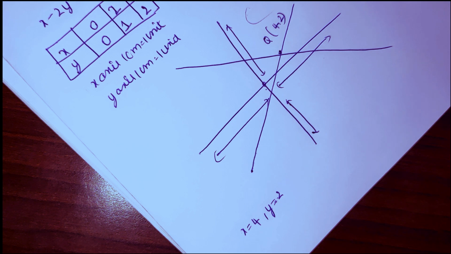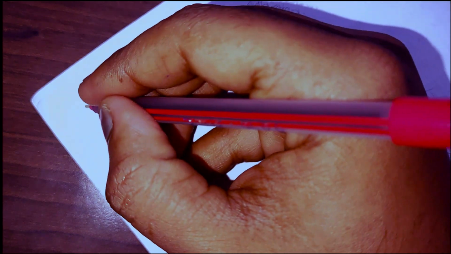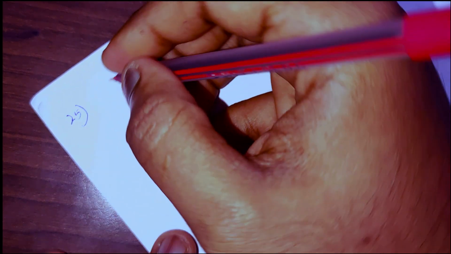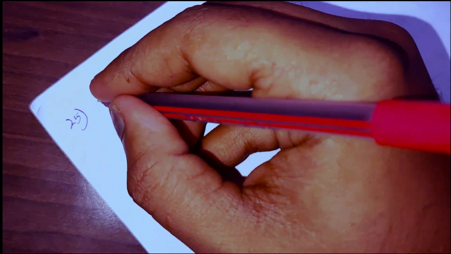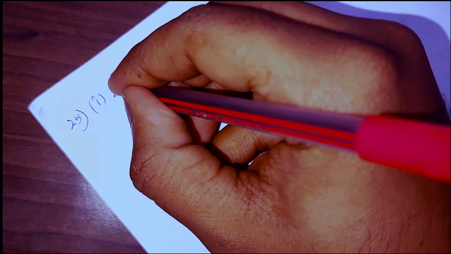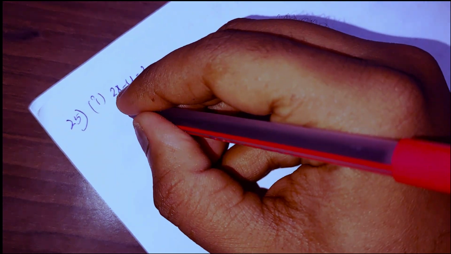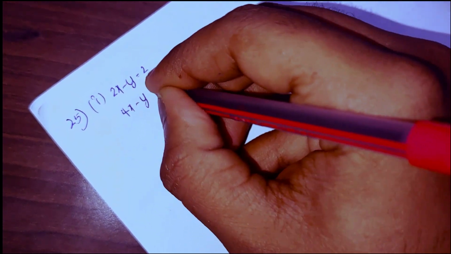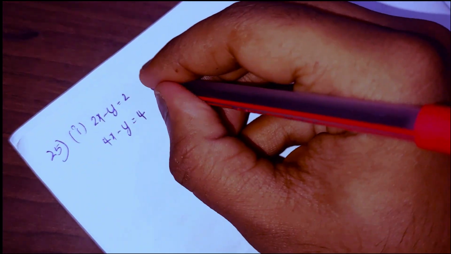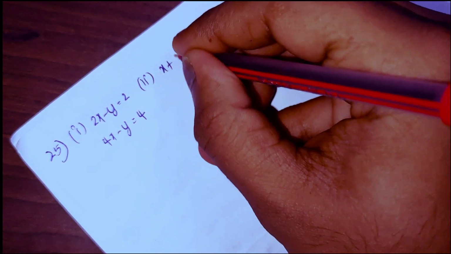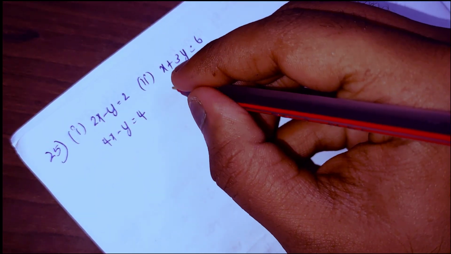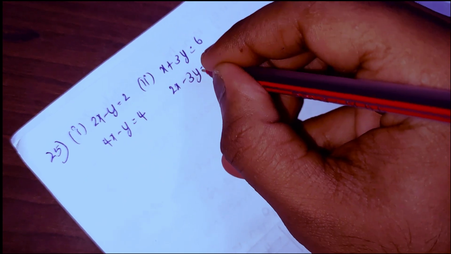Same like the 24th question. The 25th question, same like the previous one, you have to solve. I will give many questions. First one: 2x minus y is equal to 2, and 4x minus y is equal to 4. Second one: x plus 3y is equal to 6, and 2x minus 3y is equal to 12.